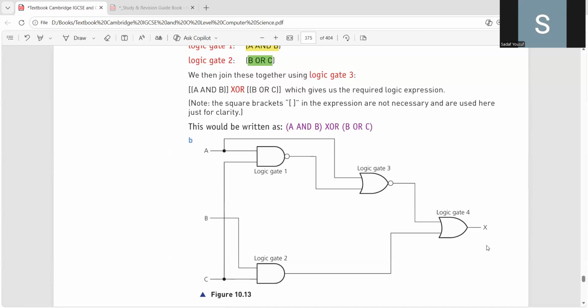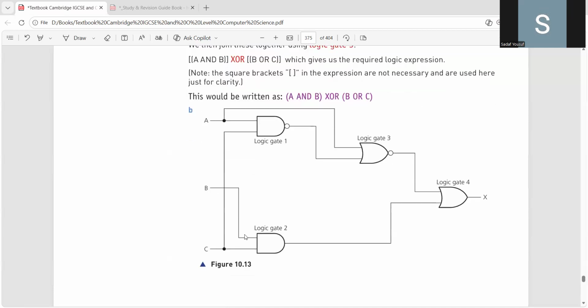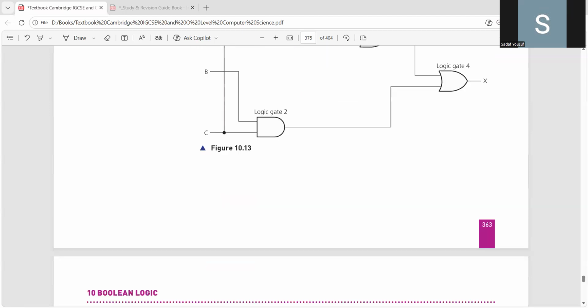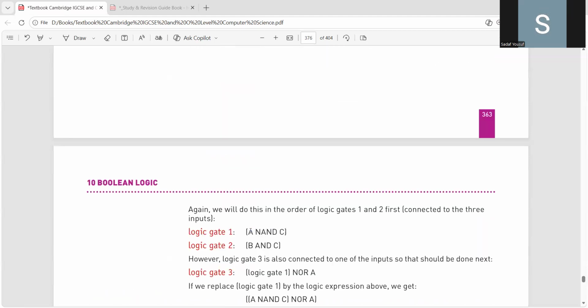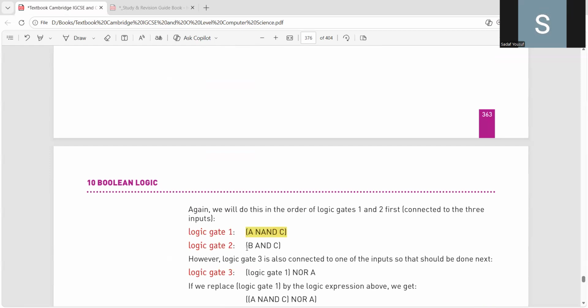And then you can see the next one, logic gate 2, is getting input from B, and second input is coming from C, and this is the AND gate, that is why it will be B and C. First one is A NAND C, and second one is B and C. You can see A NAND C is the first one, as we have interpreted right now. And second one is my logic gate 2, that is B and C, which we have interpreted right now. Any questions till now? You children, any questions till now?